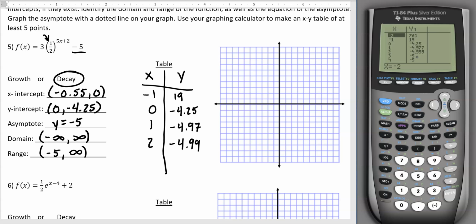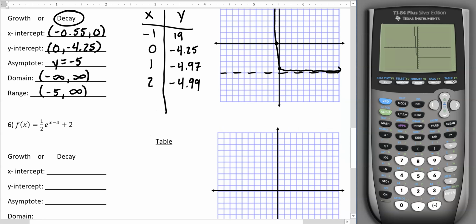Y equals negative 5. There's that asymptote there. Negative 4.25 would be right here. Negative 0.55 would be right there. And we're not even going to get to 1 here. So we're going to do this and then just shoot it straight over to give us that incredible decay that we have here in this graph. That's wild. Awesome. So that's number 5.